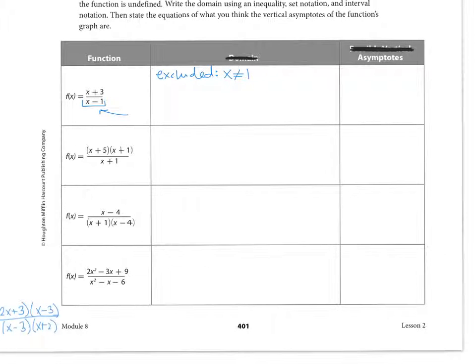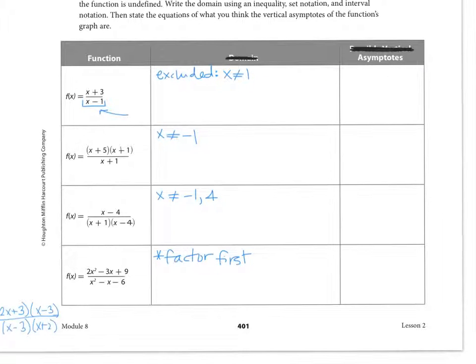All right, if I go through and do the same thing for these other problems, on the next one I have x cannot equal -1. On the third one, x cannot equal -1 or +4. Notice that I'm only looking in the denominator here. I'm not paying any attention to the numerator right now. And on the last one, I just want you to make a note that you would need to factor first. And then we're going to work the last one together here in just a minute.